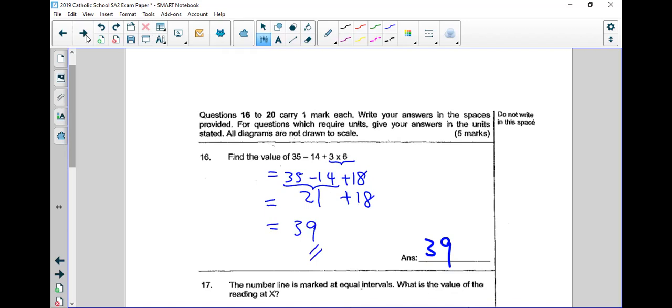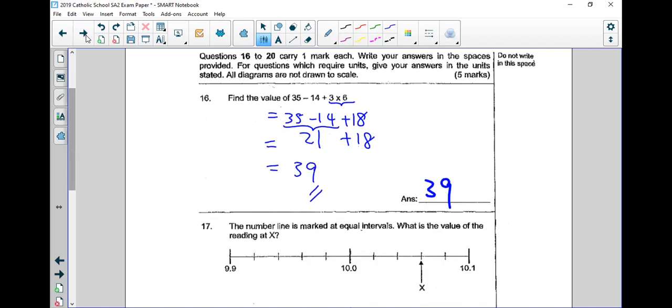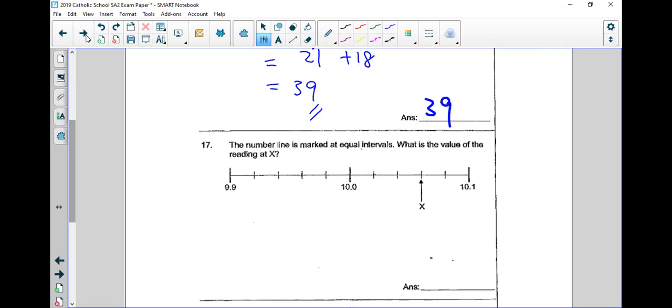So the exam is different. You have to be very careful. Okay, question 17, what's the answer? Your answer will be 10.06.